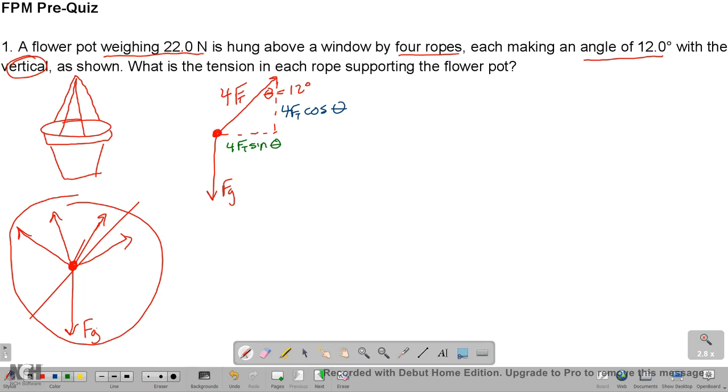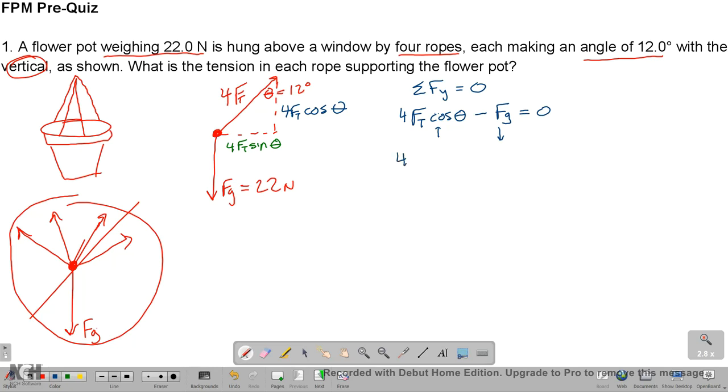So now we need to figure out what's the tension in the rope. Let's do a sum of the forces in the y direction, because it has given us a value in the y direction, which is the weight of the flower pot at 22 newtons. So we'll do a sum of the forces in the y direction is equal to 0. So we'll take whatever is pointed up, whatever's above the x-axis, which would be 4Ft cosine theta, that's pointed up, minus Fg, because that is pointed down, is equal to 0.